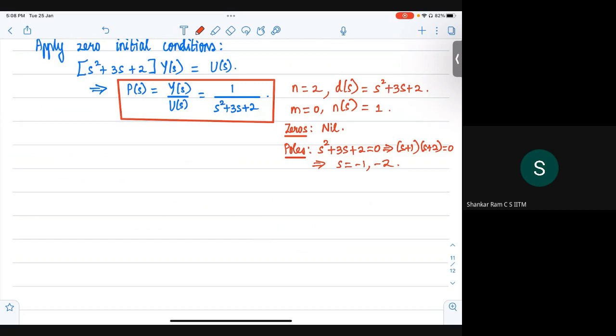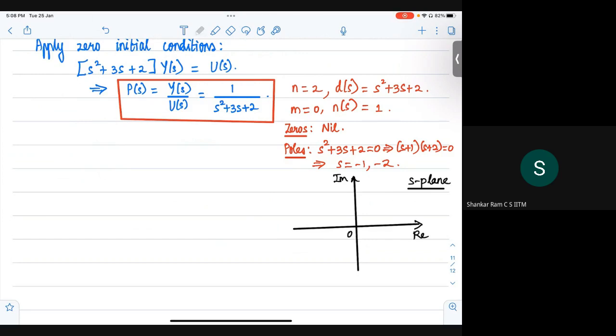In fact, we can represent this in a graphical manner. Let me represent poles and zeros in what is called the S plane. So let me draw the complex plane. This is the real axis, this is the imaginary axis, and this is what is called the S plane, nothing but the complex plane. It's just called the S plane by convention because we are drawing values of the complex variable S.